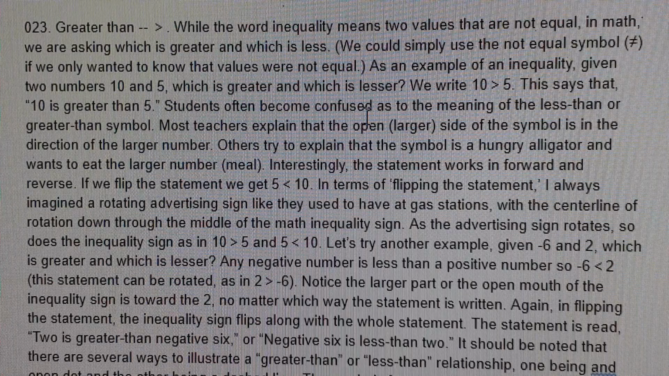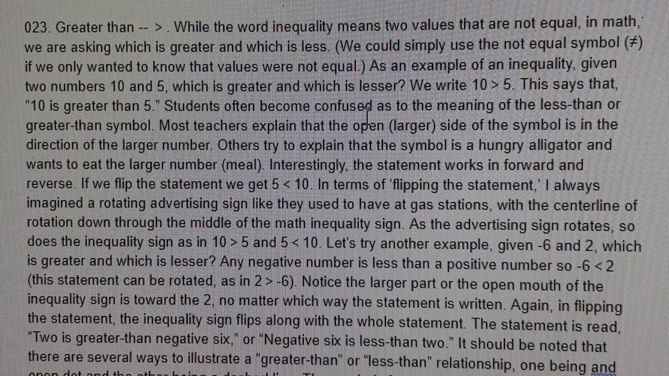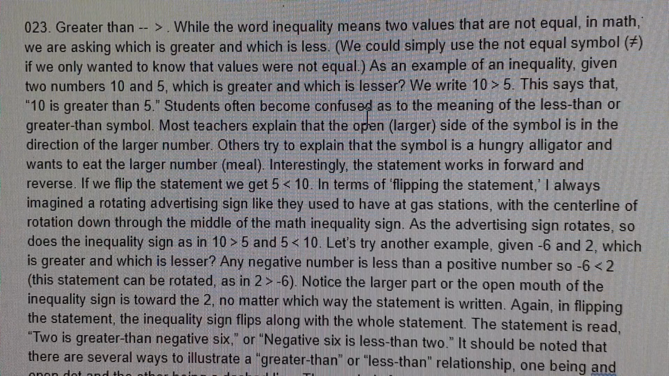Given negative 6 and 2, which is greater and which is lesser? Any negative number is less than a positive number, so negative 6 is less than 2, with the smaller point side toward the negative 6 and the larger side toward the 2. (This statement can be rotated as in 2 is greater than negative 6.) So the symbol rotates, the larger side staying toward the 2 and the smaller side toward the negative 6. Notice the large part, or the open mouth, of the inequality sign is toward the 2, no matter which way the statement is written.